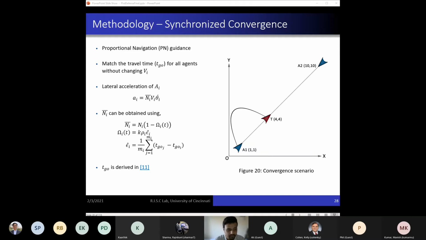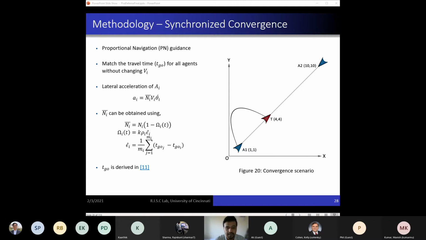We can tweak the individual lateral acceleration terms by measuring the difference between the time of arrival for each agent and its neighbors. This is used to modify the variable navigation gain, or n bar. And in turn, we can use that to control the lateral acceleration, which is equal to n bar v theta dot, where theta dot is the rate of change of LOS, v is the forward velocity, and n bar is the variable proportional gain.